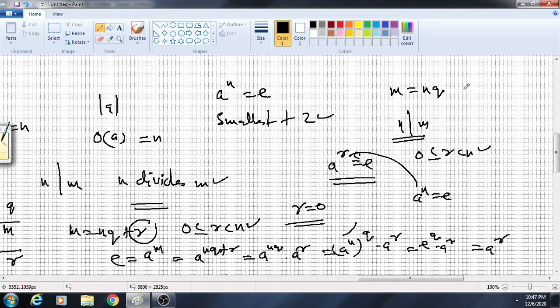Okay, so now what have you got? If the order of an element is n and a raised to m is equal to e, that means n divides m. That's an important result, and we will conclude the section with this result.